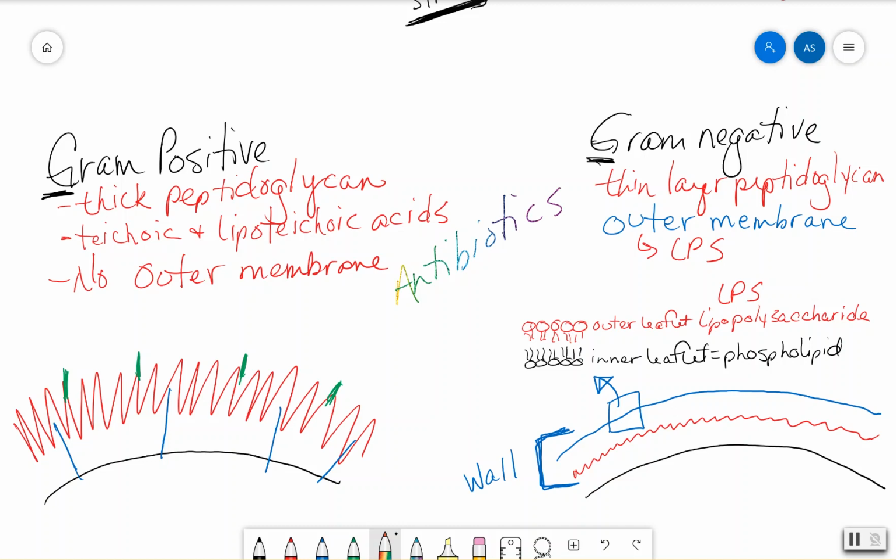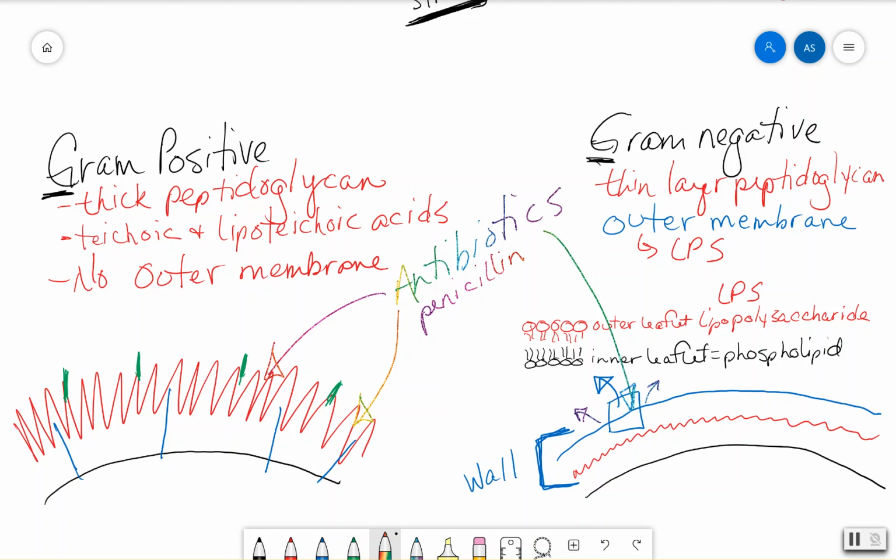Those kinds of antibiotics tend to work better against gram-positive cells because the antibiotics have access to the peptidoglycan. With a gram-negative cell, those antibiotics can't access the peptidoglycan because they're blocked by the outer membrane. They can't get to the peptidoglycan to destroy it. One type of antibiotic that works by interfering with that peptidoglycan is penicillin.